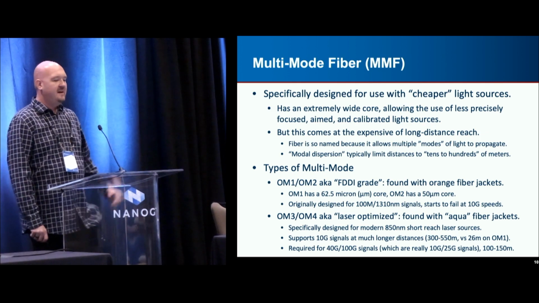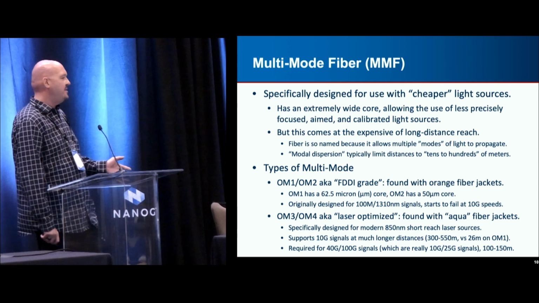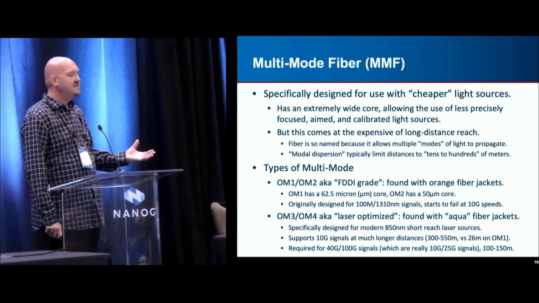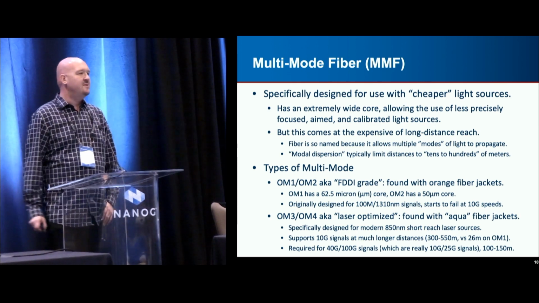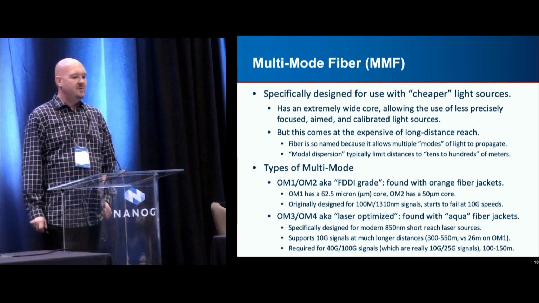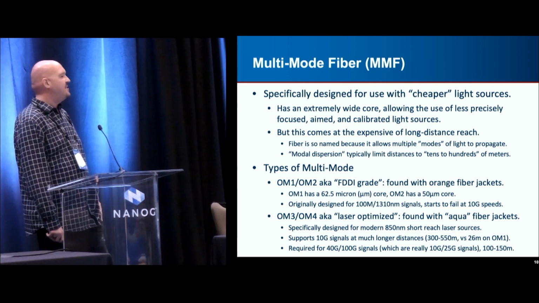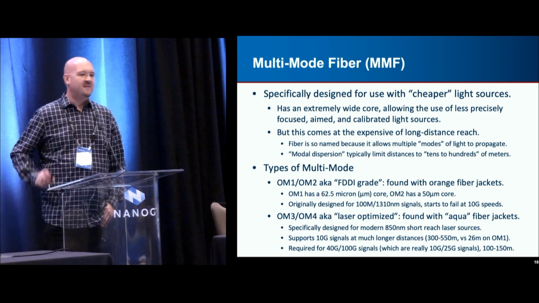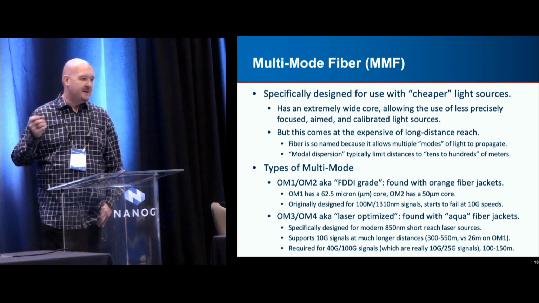But the premise is you won't be able to get very long distance over multimode because the core is so wide. It causes what's called modal reflections inside. So you'll only be able to get tens to hundreds of meters of distance, but you'll be able to use these cheaper optics. Interestingly, the cable itself is actually more expensive than single mode, but the optics themselves are a lot cheaper, and that can be a much bigger benefit.